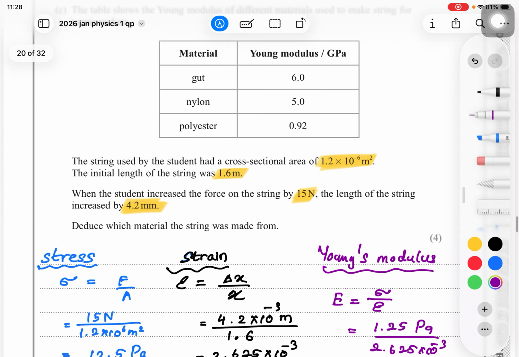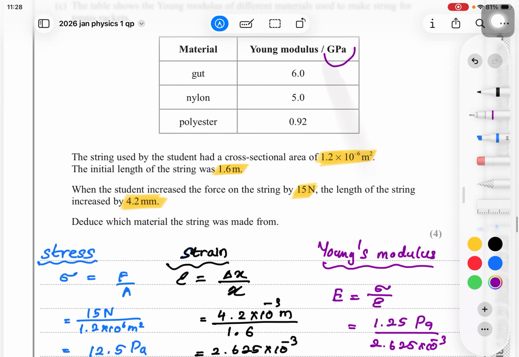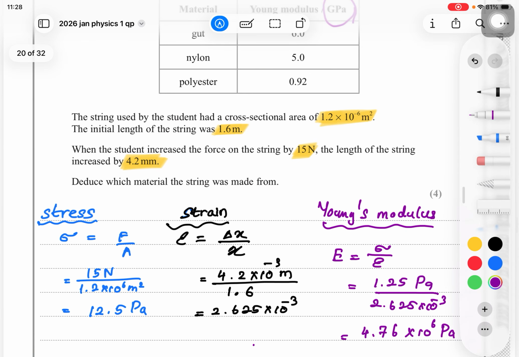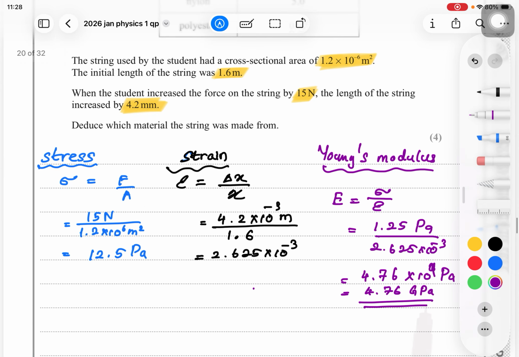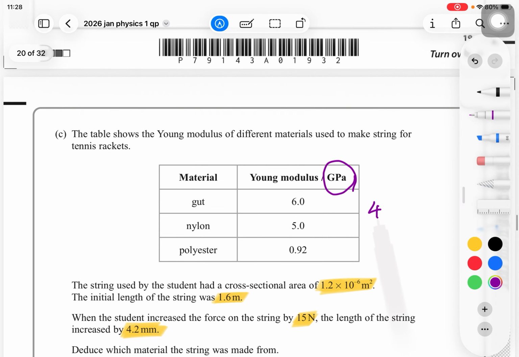Whenever we have to compare, the table is in gigapascals. So let's convert this into gigapascals. We know giga is 10 to the power 9. Sorry. So this is going to be 4.76 gigapascals. So this is our Young's modulus answer. So the answer was 4.76 gigapascals. With this answer, we have to compare which one is closest.